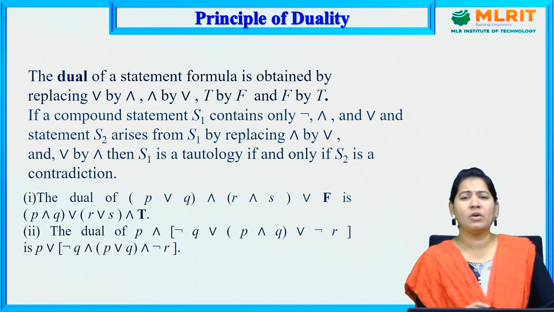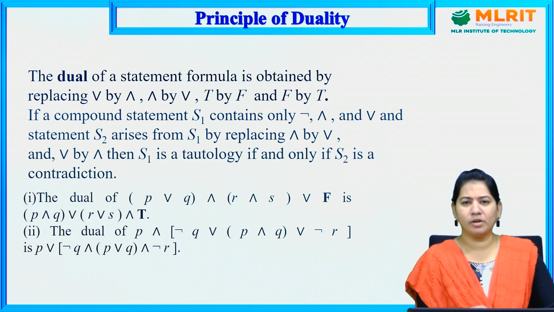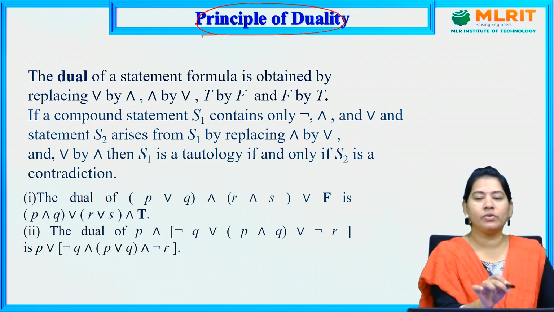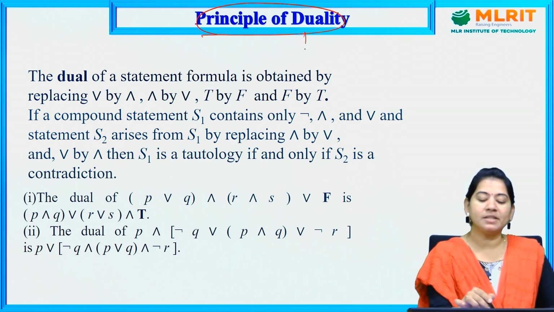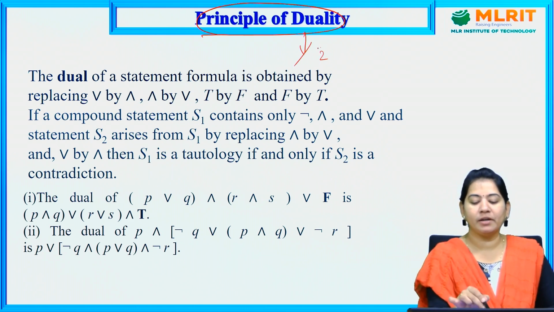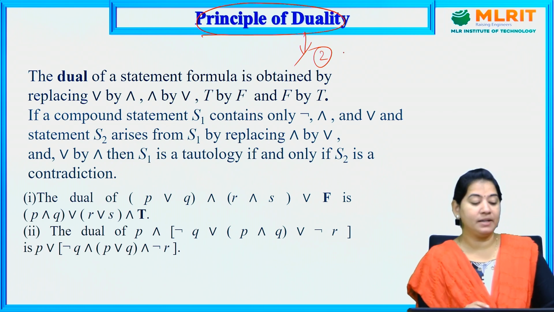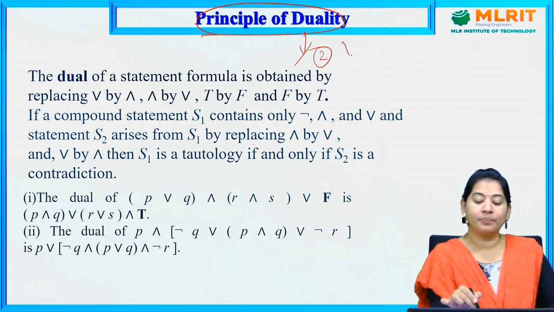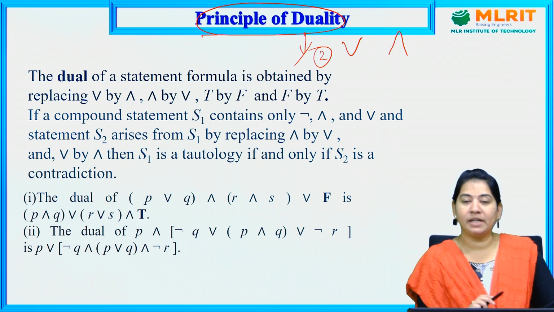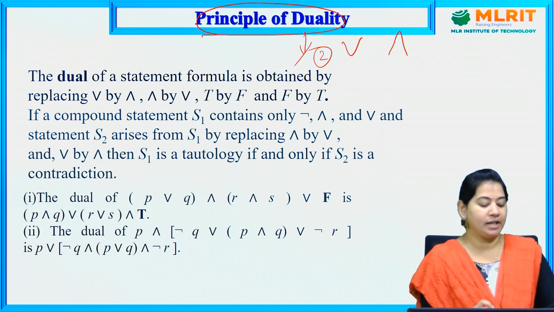Next, we also have one small concept where we can expect 1 or 2 marks questions as short answers. That is called the principle of duality. So in the name itself, duality means what here? Two. So that means we have 2 operators, that is OR and AND. So let us see the definition, then you can understand with the help of an example.